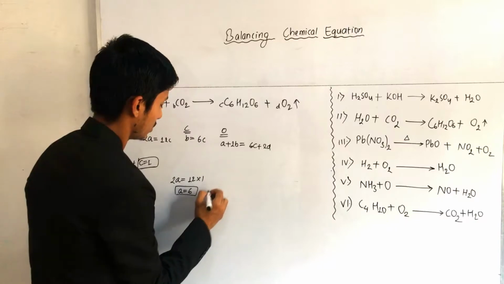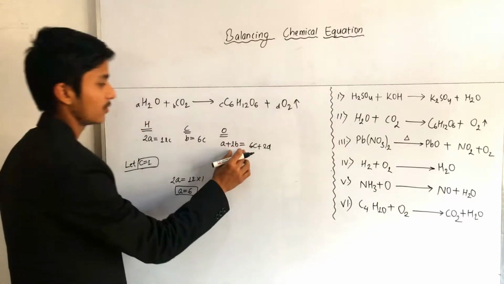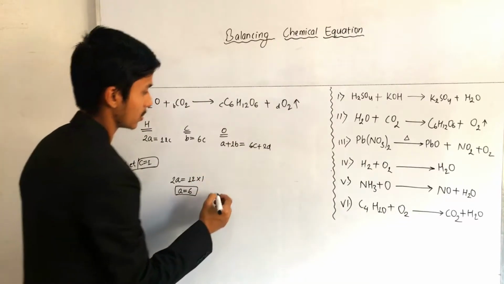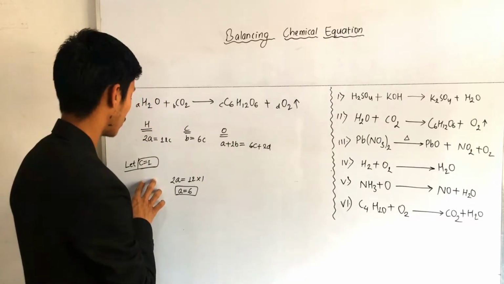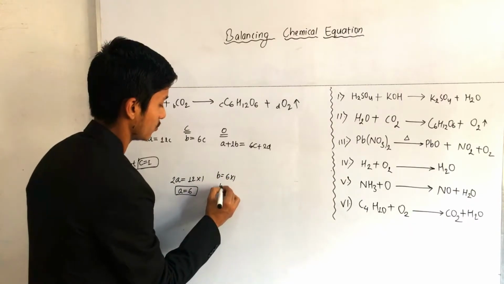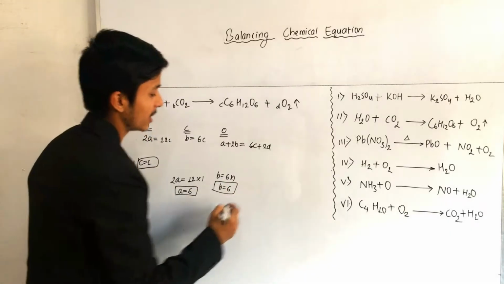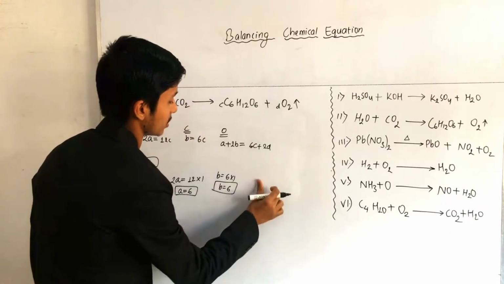Similarly for B, here for B we solve this equation. Okay, now we put the value of C here. B is equal to 6 into 1, then we have B is equal to 6. Okay, now we find this equation.